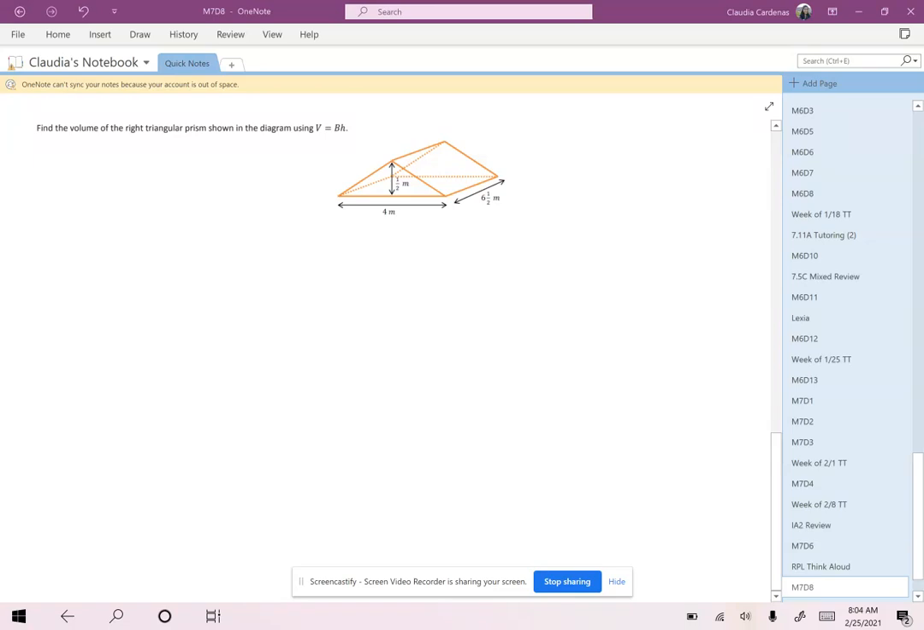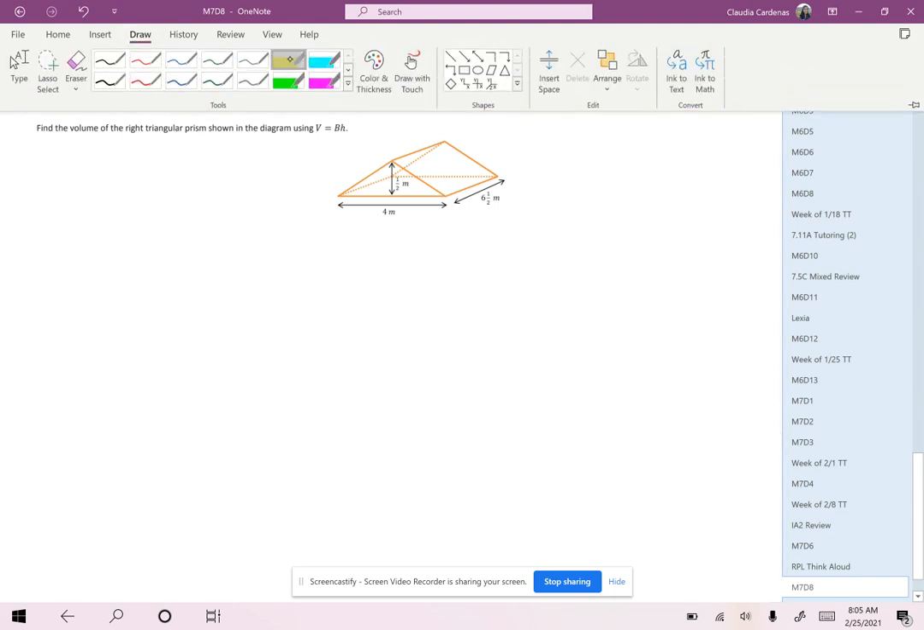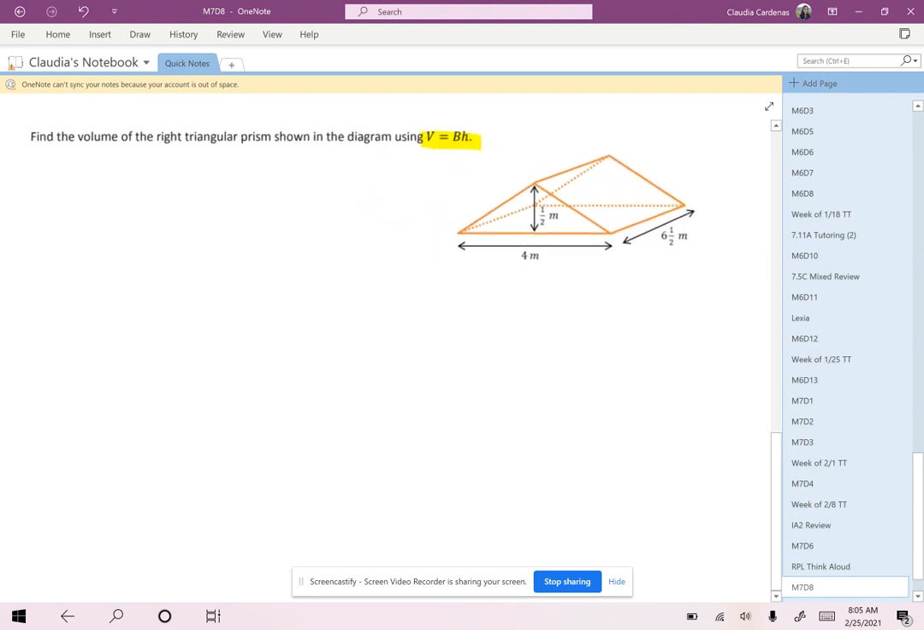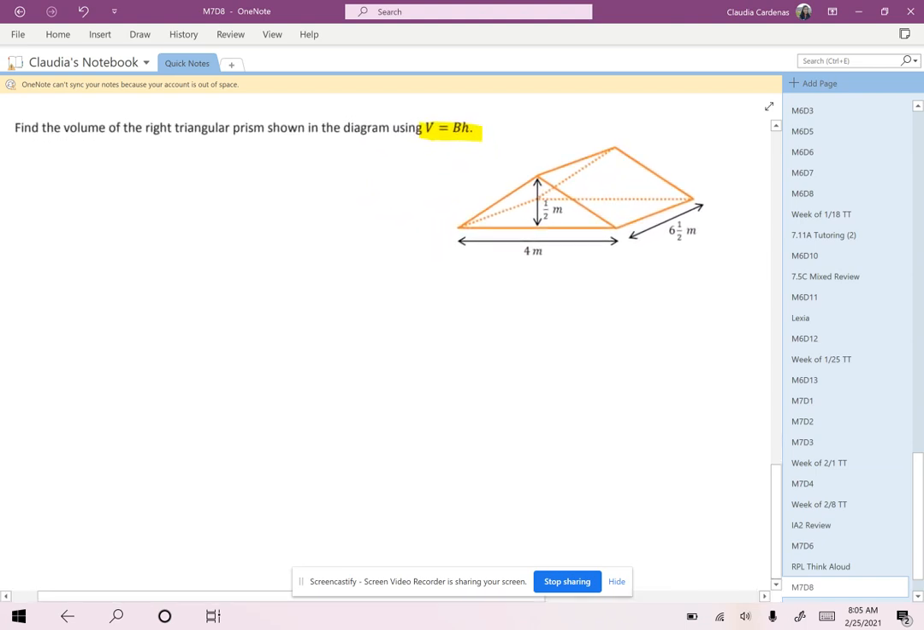Yesterday we looked at the inside of a shape and reviewed volume, which is something you did last year with rectangular prisms. And today we're going to look at the volume of another type of prism, triangular prisms. The problem says to find the volume of the right triangular prism shown in the diagram using V equals BH. Well, we've seen this formula before because this is the exact same formula that's on our star chart for the prisms that we use for rectangular prisms.